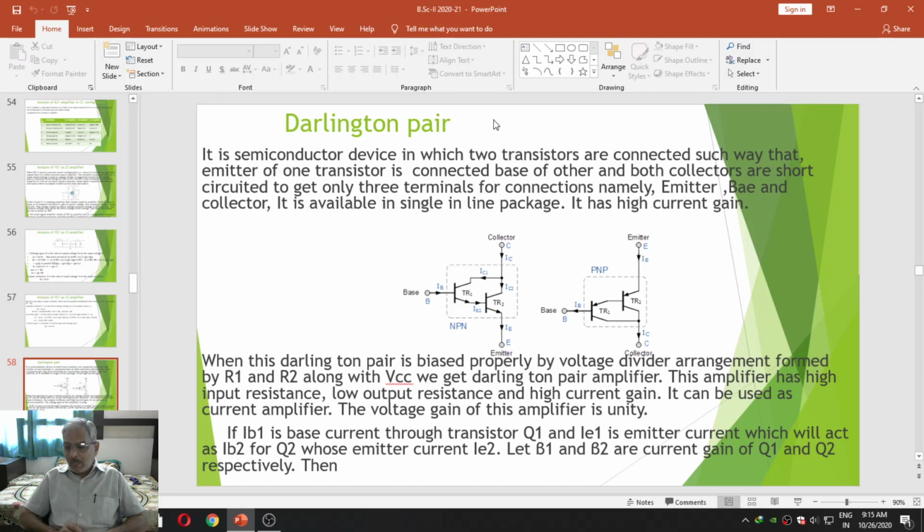It consists of two transistors in pair. Both are of the same type, maybe both PNP type or maybe both NPN type, in which the emitter of one transistor is connected to the base of the other transistor, whereas the collectors of both transistors are connected to each other. This is how the pairing is done between two transistors. That is the reason why it is called a Darlington pair.